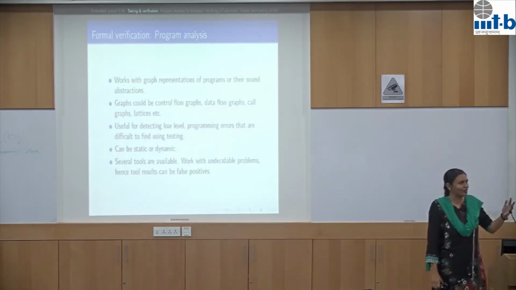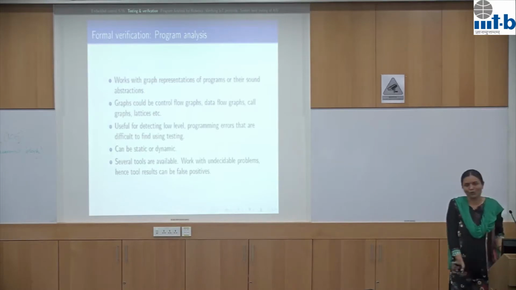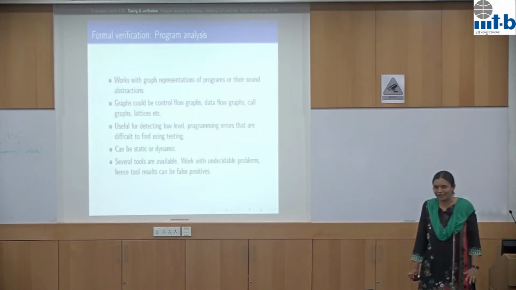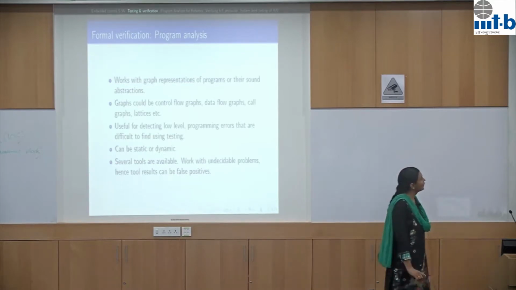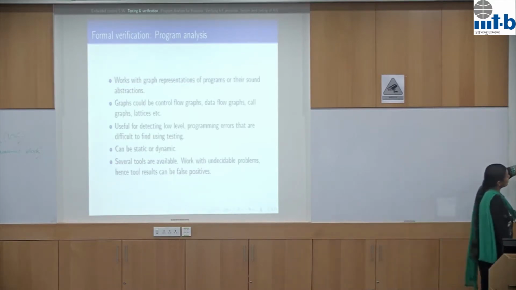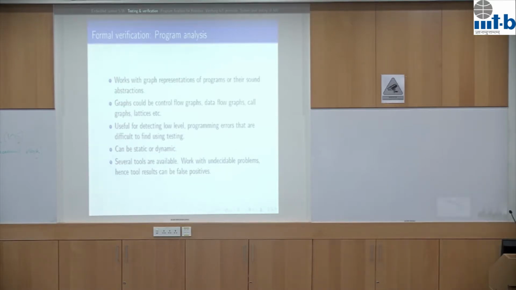So partial orders are graphs of certain kinds. I don't want to go into those details, but lattices are graphs that can represent abstractions of programs. So what does program analysis do? It takes a piece of code, works with one or more of these kinds of graphs. Maybe 2 of them could be clubbed together and stuff like that. And then it basically detects a lot of low-level programming errors.